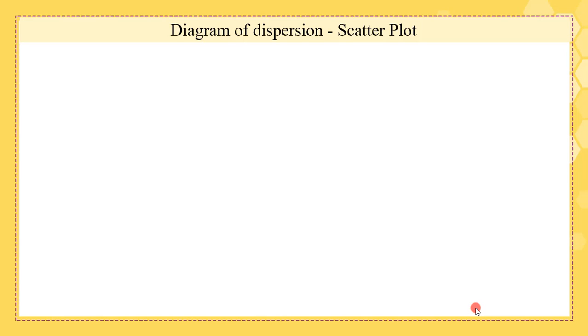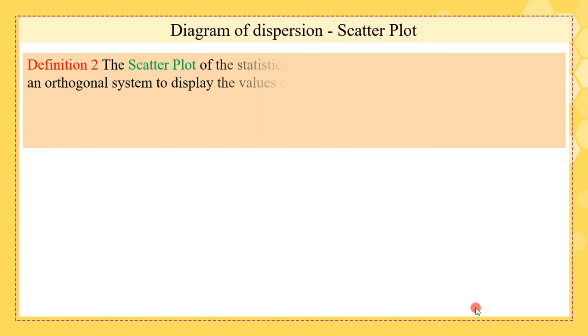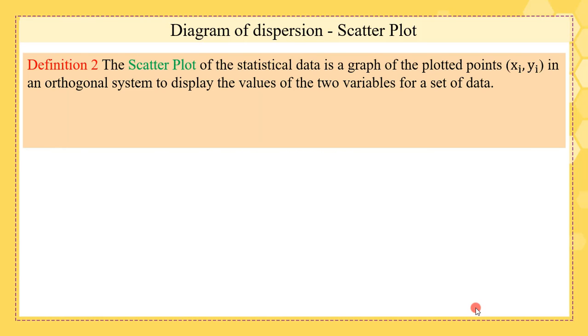Diagram of dispersion scatterplot. Definition 2. The scatterplot of the statistical data is a graph of the plotted points xi and yi in an orthogonal system to display the values of the two variables for a set of data. What is the meaning of orthogonal system? That means it's not necessarily to have the same unit on x-axis and y-axis, on abscissa axis and ordinate axis.